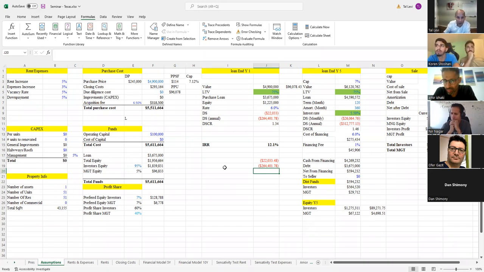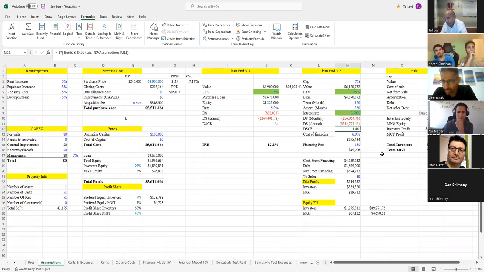So that's the technical part of it. And I did the same here, and I got a debt service coverage ratio of 1.46. So definitely from that perspective, I'm covered.